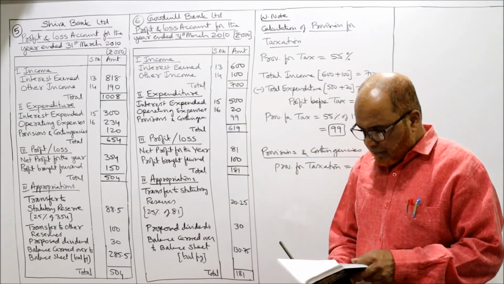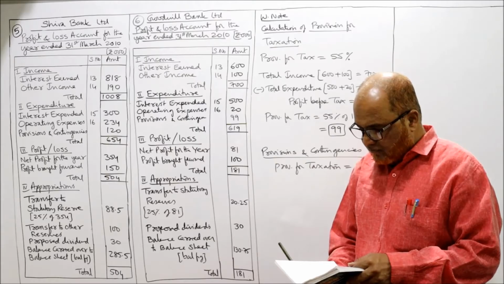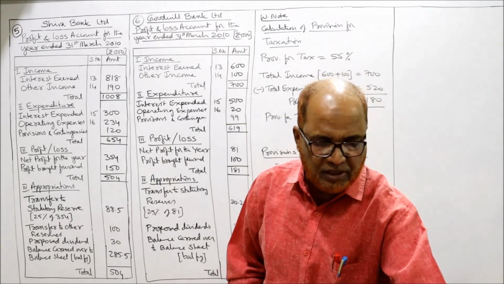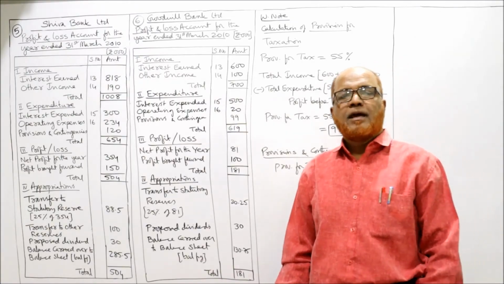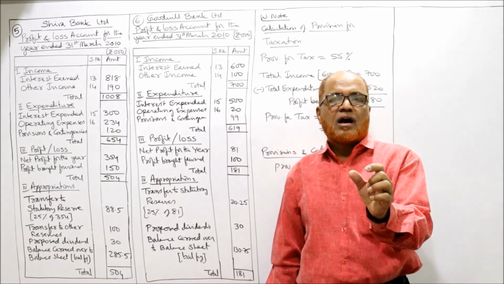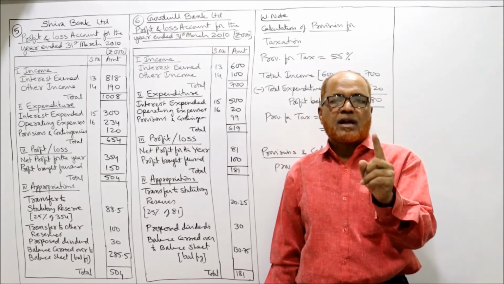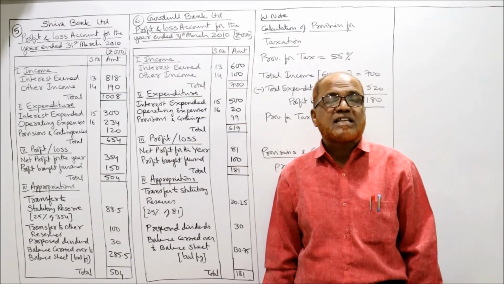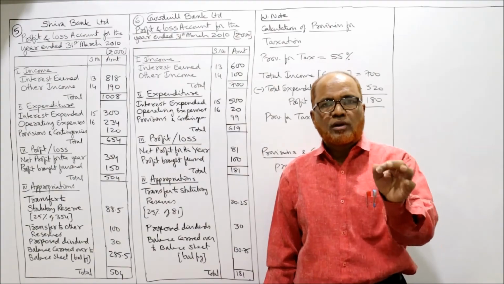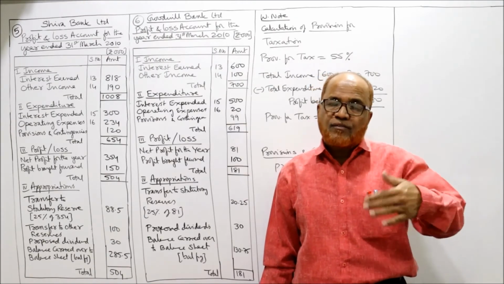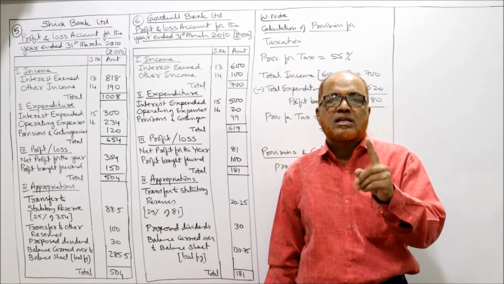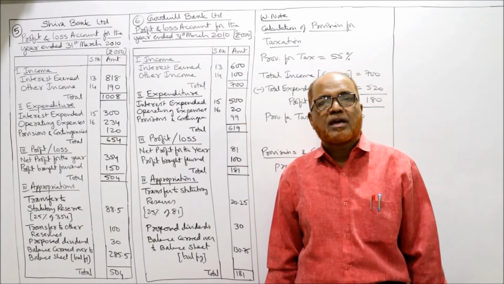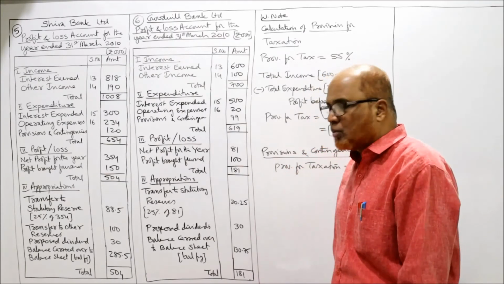Then it is saying that prepare profit and loss account after providing 1 lakh rupees for other reserves and 30,000 for proposed dividend. This is a new point. In the adjustment, it is given that out of the profits, transfer 1 lakh rupees to other reserves other than statutory reserve. Statutory reserve is compulsory. Apart from that, this bank wants to transfer 1 lakh rupees to other reserves, and also wants to make a proposed dividend of 30,000 rupees.